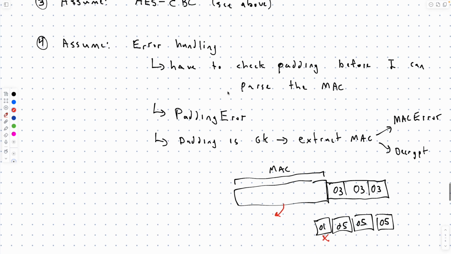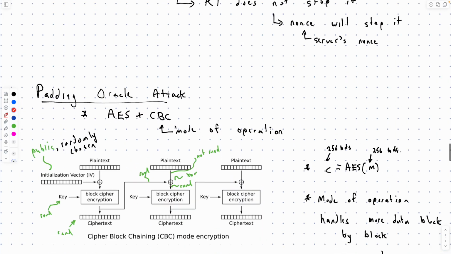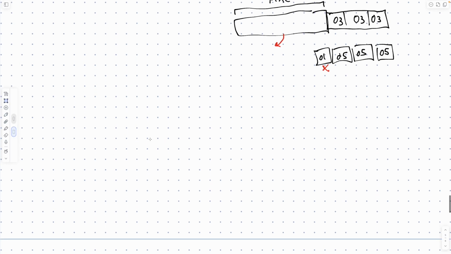All right, so in this attack, we're going to exploit the fact that we can tell the difference between these 2 errors. And because we can tell the difference between the 2 errors, we can actually decrypt things. Sounds crazy, but it will allow us to decrypt things. So first thing, let's take a close look at CBC.